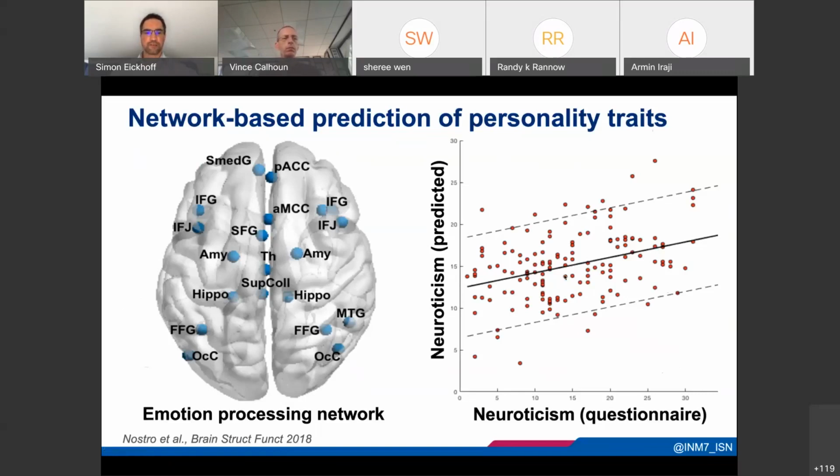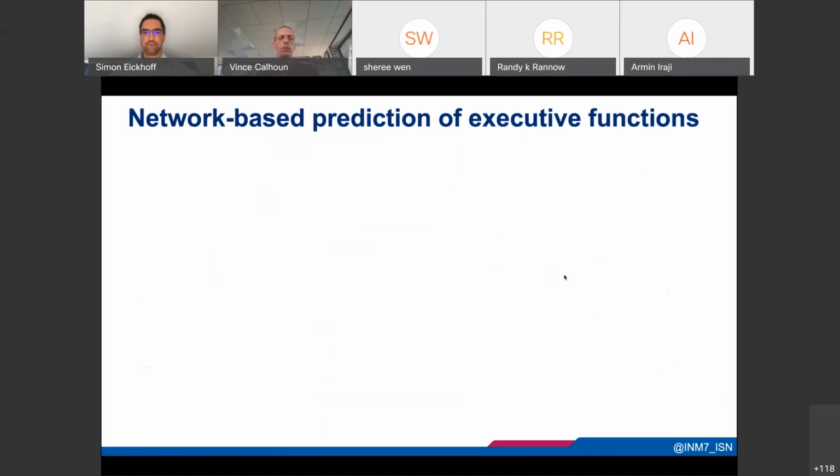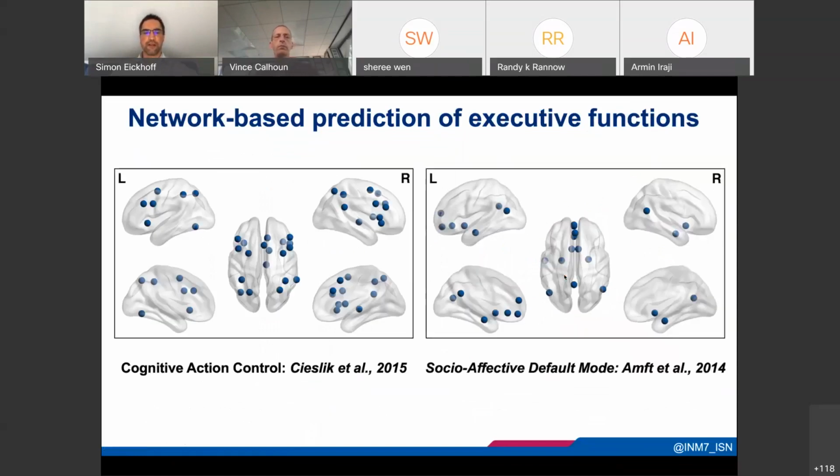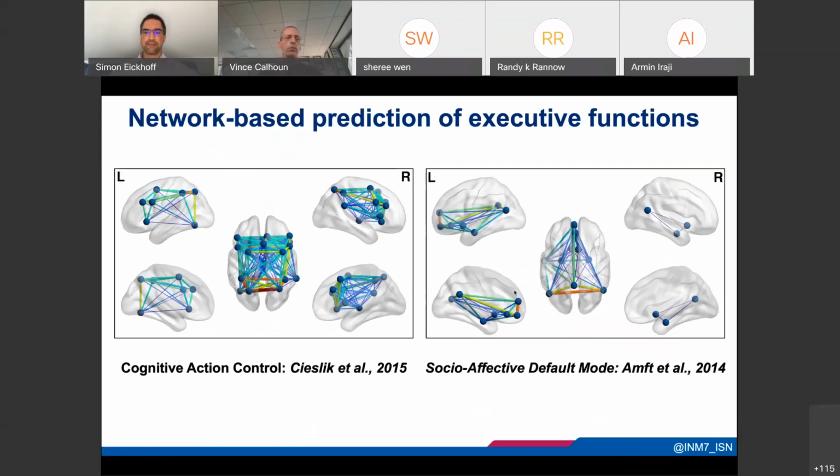Per se, the idea works. But somebody may argue, well, maybe you can just test anywhere in the brain. Maybe you always get this kind of prediction. Well, let's test that. Let's look at two different networks. Here you have the cognitive network, cognitive action control, meta-analytically defined. Here on the right, you have a socio-affective network. And then we extract resting state in these two networks.